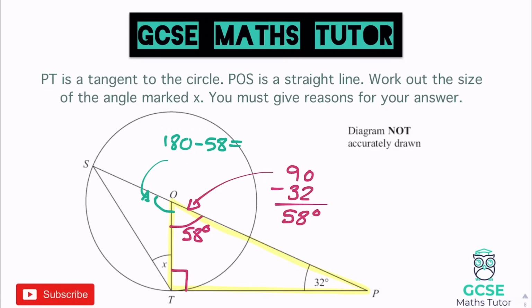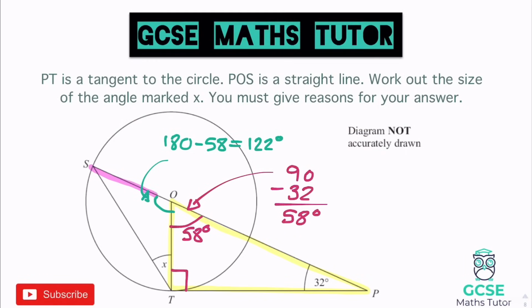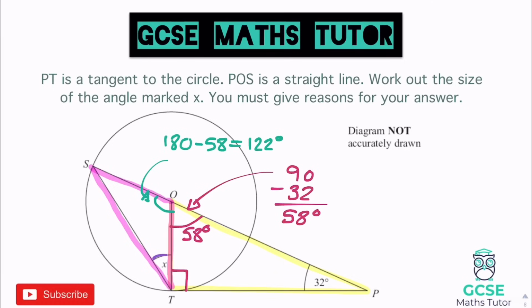So 180 minus 58 leaves me with, let's have a look, 122 I believe. Let's just double check that, 122, yep, absolutely fine. Now this is again one of these isosceles triangles coming in, because we've got this triangle here made by these two lengths that are the radius, so that forms a little isosceles. And again we know base angles in an isosceles are equal, so we can find the size of X along with this one when we find out those base angles.